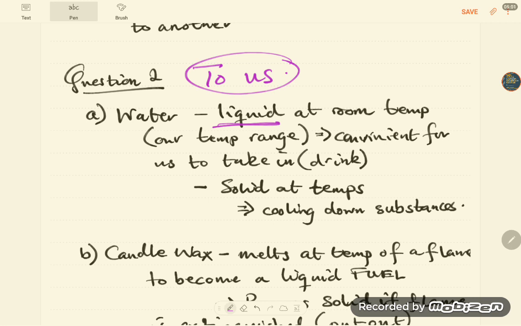And for that matter, we need to have it in a convenient form to be able to take it in. And the liquid form is very convenient. We just need to drink it. Imagine if water was a gas. You would need some special device to be able to take it in. Or if water was always a solid, it would not be very convenient or conducive for you to swallow. You have to chew it, you have to break it down first, and so on. That's why when it's a liquid, you just take it in without a problem.